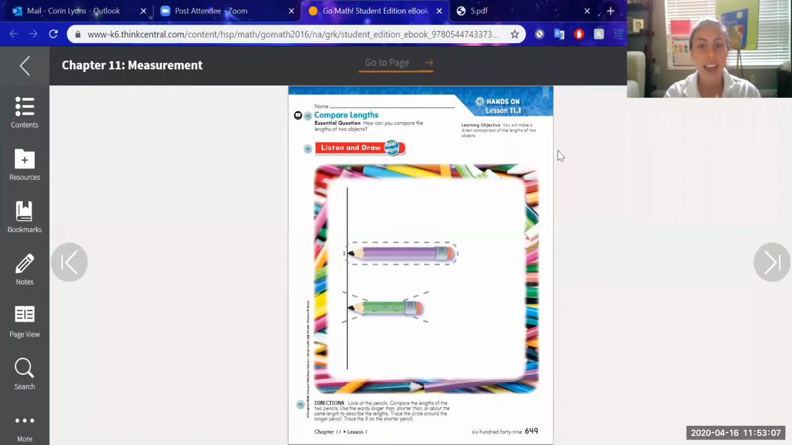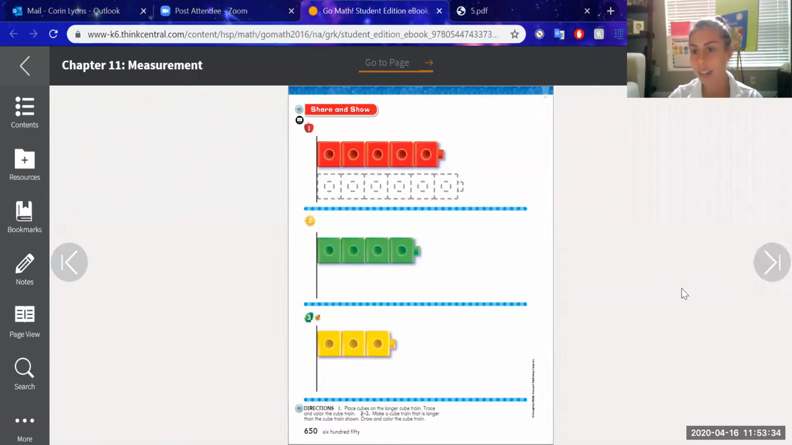Now I want you to look at this page. What do you see on the page? You see a purple pencil and a green pencil. Which one is longer, the purple or the green? Yes, the purple pencil is longer than the green one, and the green is shorter than the purple. Now, we are going to talk more about long and short.